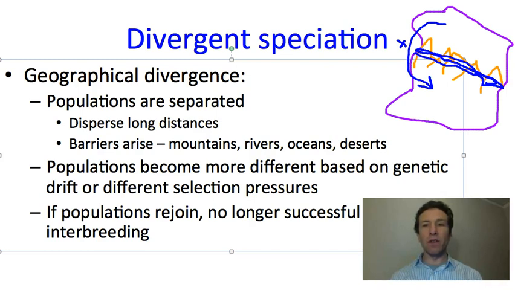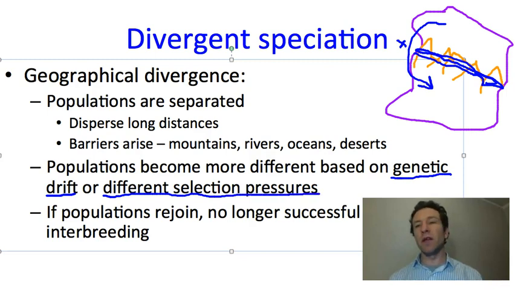Why will they diverge? Well, there's a couple of reasons. First, they could diverge based on genetic drift, just random changes in each of those populations that don't have anything to do with fitness. A second possibility is that they could experience different selection pressures.